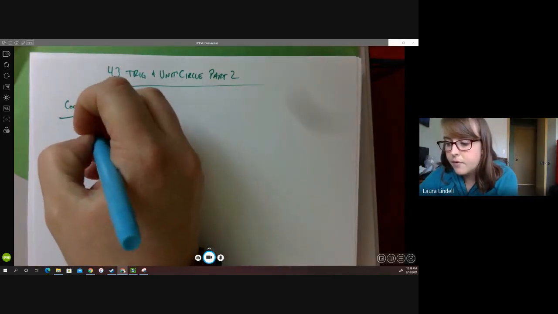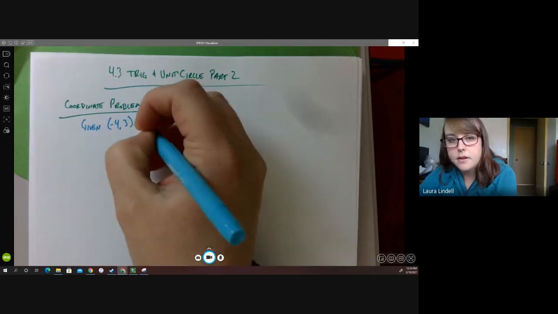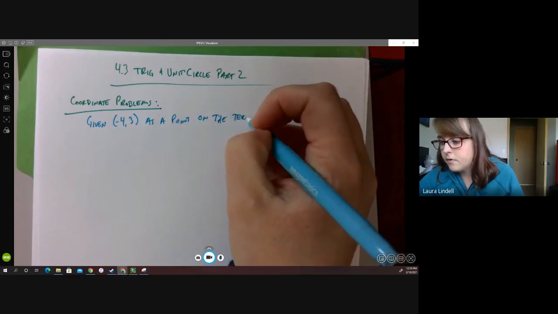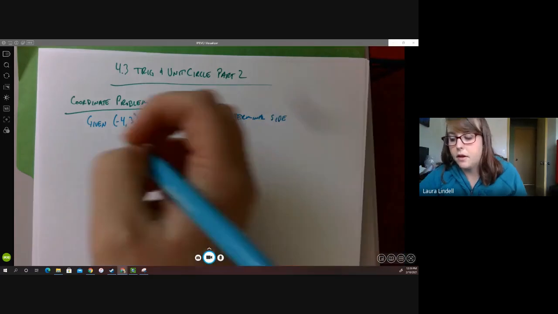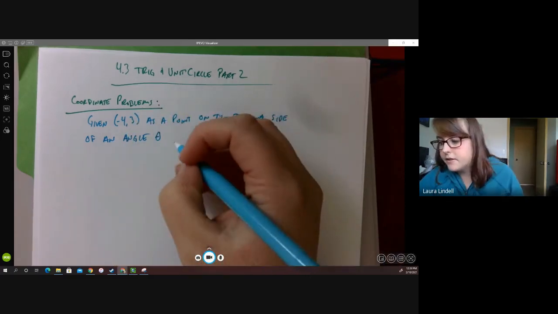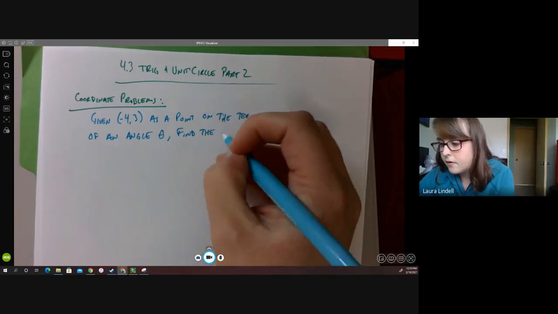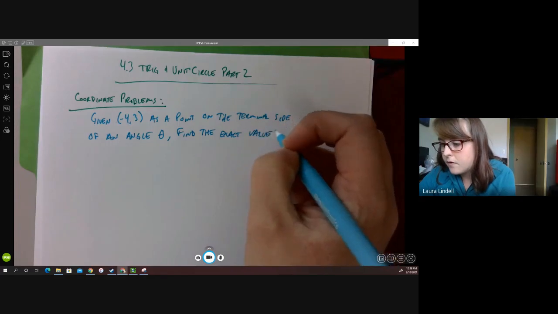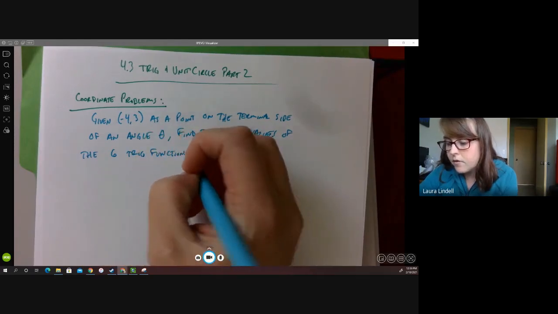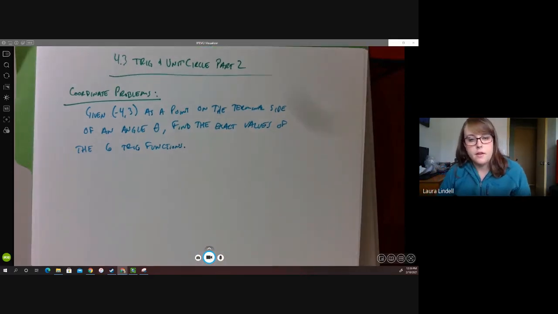We're going to say, given (-4, 3) as a point on the terminal side of an angle theta, find the exact values of the 6 trig functions. Okay, so this is the sort of problem that we're going to see.